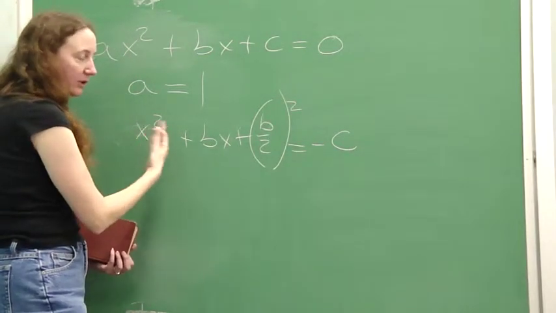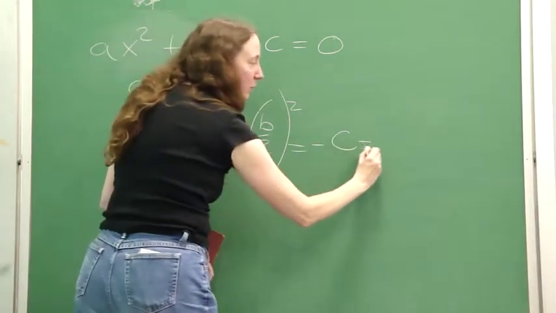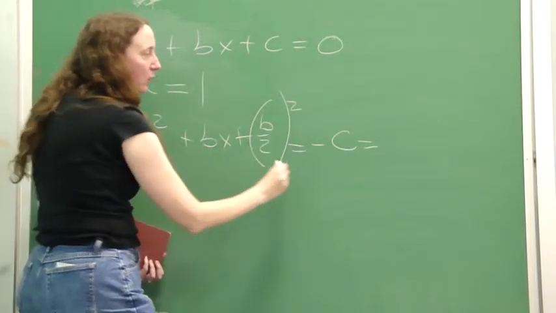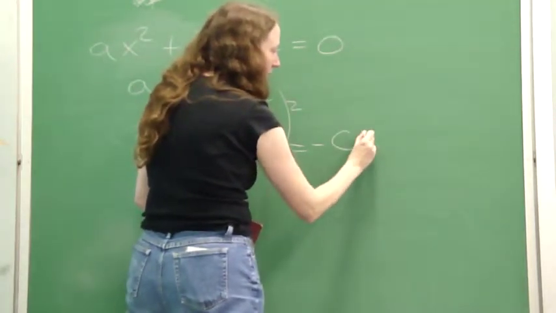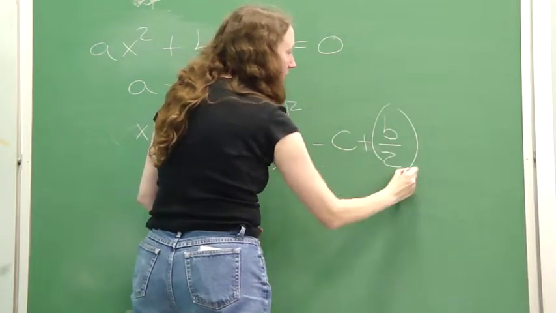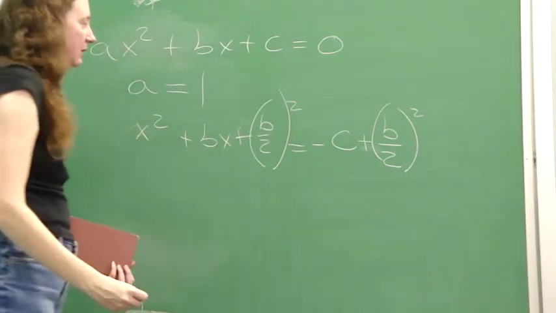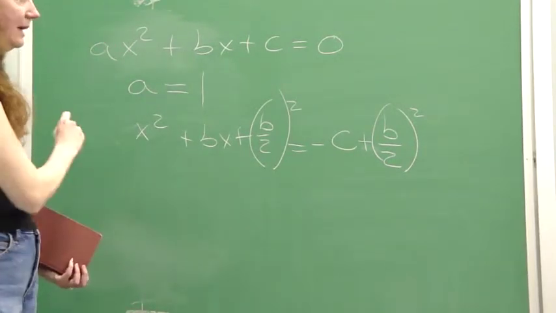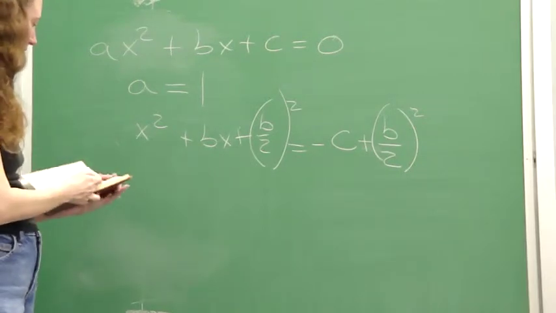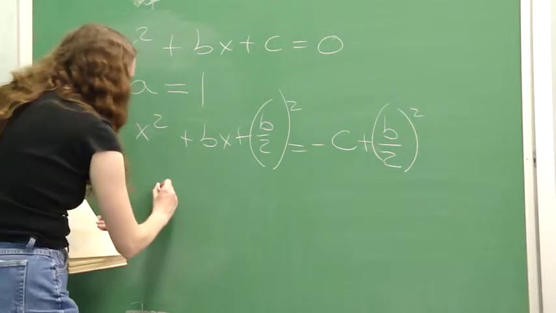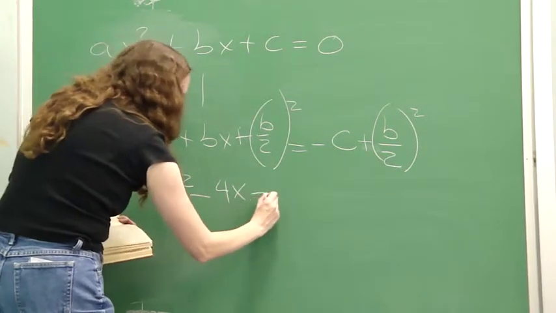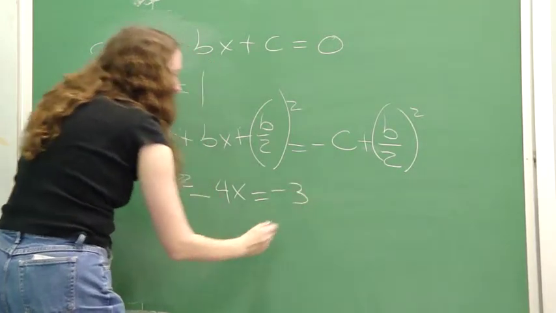We changed the problem on this side of the equal sign. We need to change it the same way on the other side of the equal sign. We need to add b over 2 squared. That is the formula for completing the square. Let's use that to solve x squared minus 4x equals negative 3.